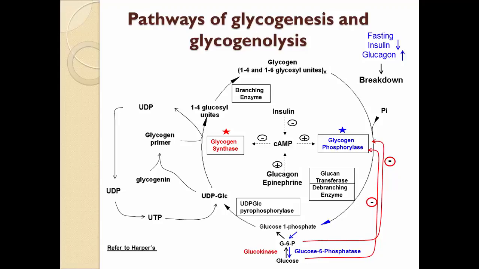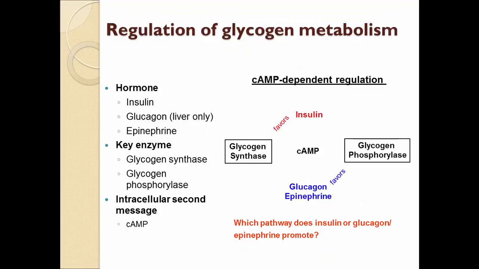So the enzymes in these two key pathways should be upregulated by glucagon, and should be inhibited by insulin, right? So just try to connect all that together. It should be easier to remember. And for the regulation, I want you guys to remember cyclic AMP.